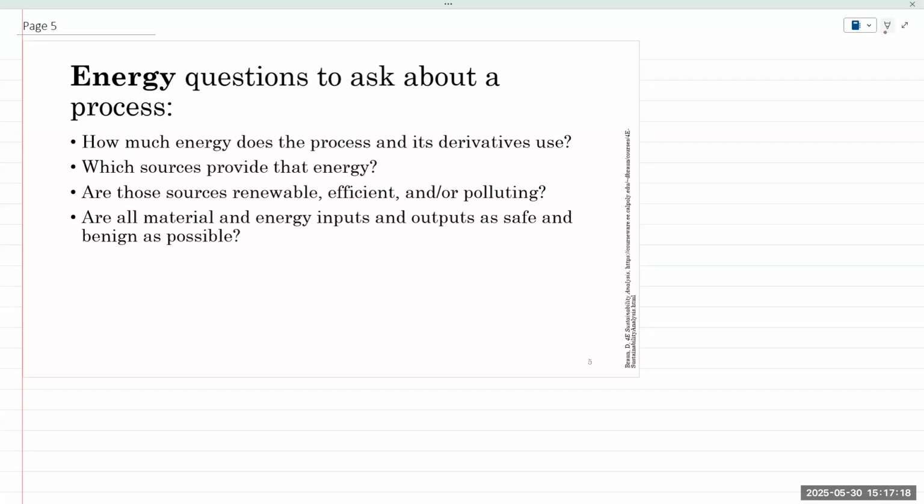Energy is kind of a given. Everything that we do nowadays consumes a lot of energy. So what kind of energy and how much energy is required? Can that energy be used with sustainable or renewable resources? There's this larger discussion in the world between renewable and non-renewable sources, right?